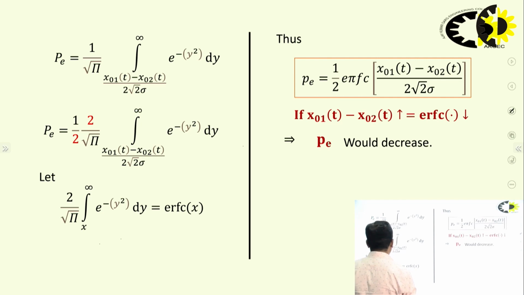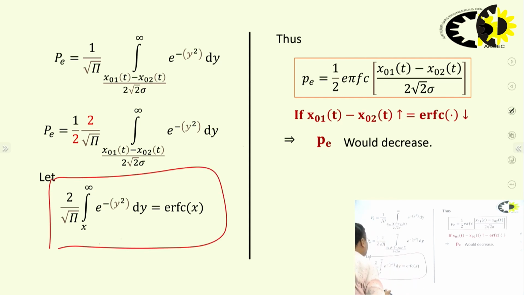Now we have to check here: we know that 2 upon root pi, integration from x to infinity of e to the power minus y square into dy, is equal to what? The complementary error function. This is the formula of the complementary error function. So we put it here, and this is our final probability of error in the optimum filter, that is half of the complementary error function of (x01(t) minus x02(t)) upon 2 root 2 sigma.